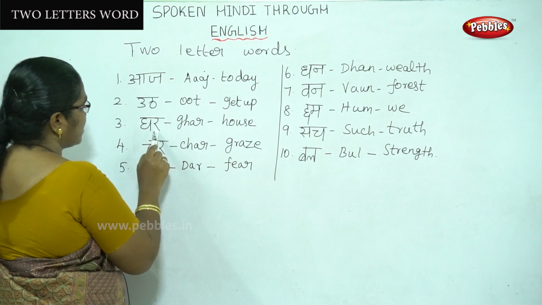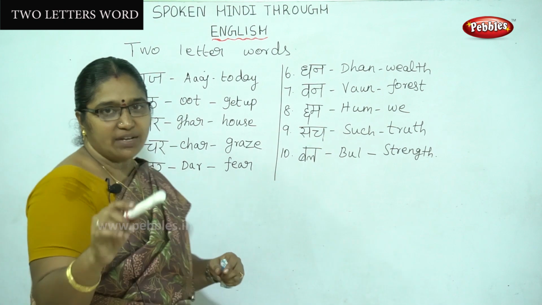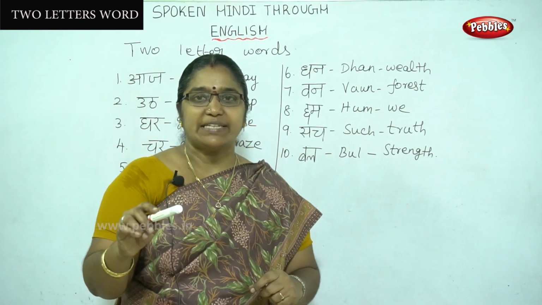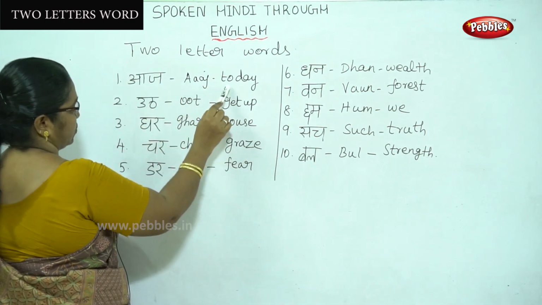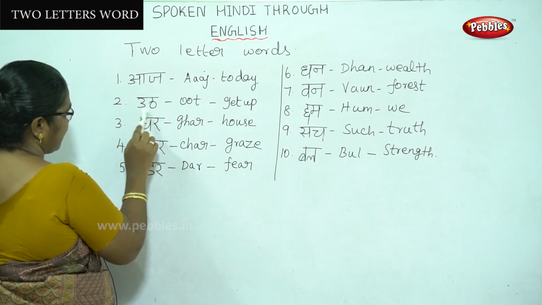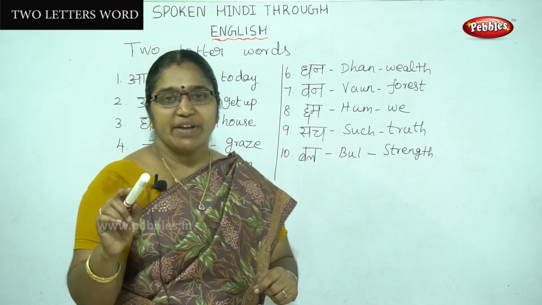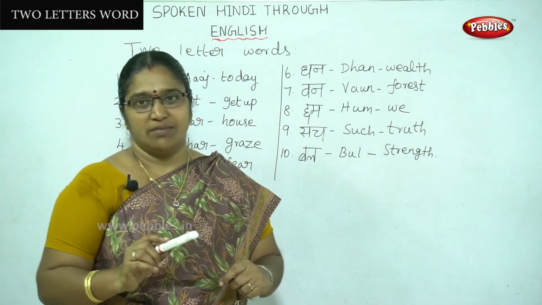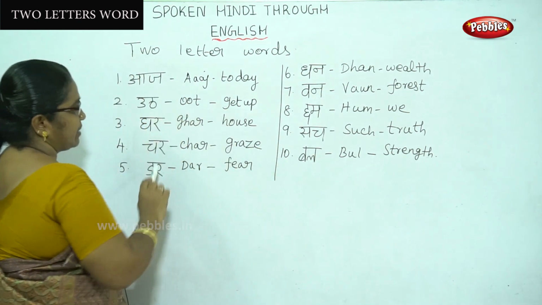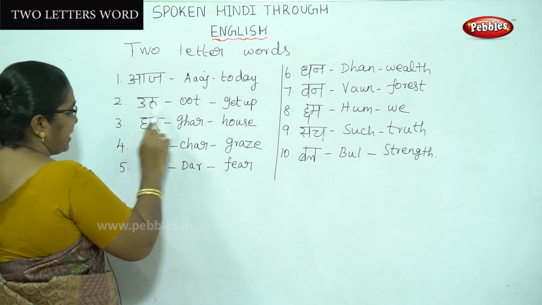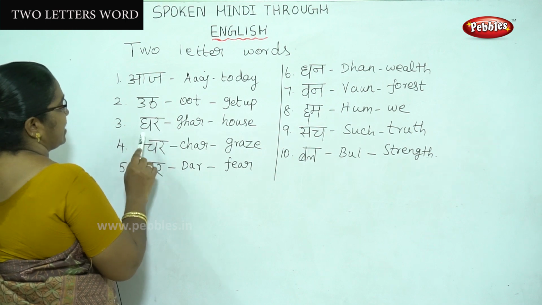Okay, the last one also. Each letter we are having is a consonant. We have to spell it also as a consonant. Okay, see Aj, Aj, today. The second one we can spell as Ut, but we have to say it as Ut. The meaning is get up. Ut means get up.